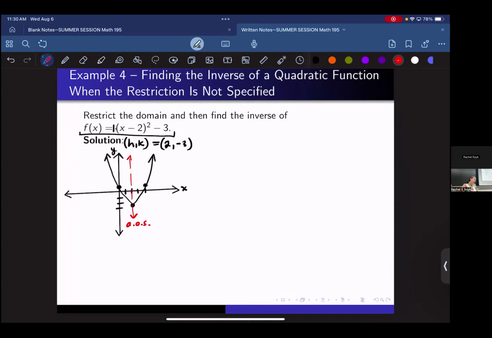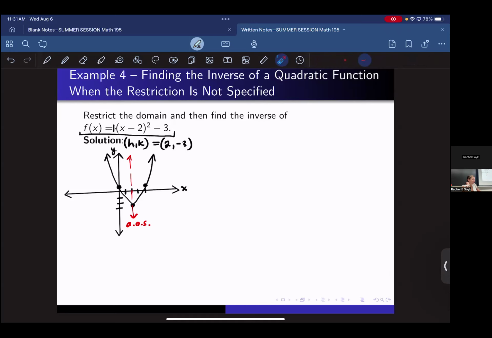Okay. So that's your sketch of your original function. And then we want to find the inverse. So again, we're going to end up restricting our domain. And I'll show you where it's restricted after we calculate the inverse.